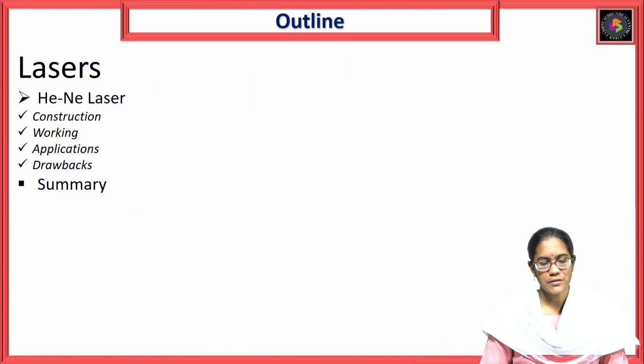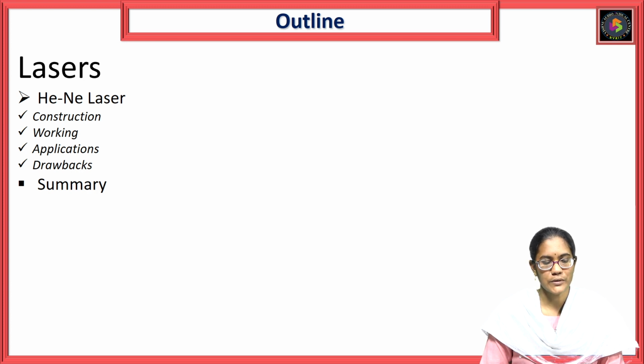The outline of my presentation goes like this. In the last lectures, I discussed the types of lasers. The lasers are classified into different types based on different considerations. Majorly, the lasers are classified into three types: gas lasers, solid state lasers, and semiconductor lasers. In the last lecture, I discussed the solid state laser. The example for the solid state laser is the ruby laser.